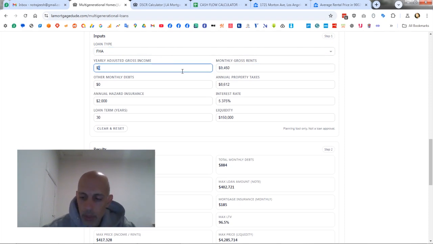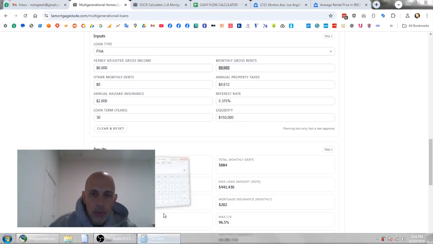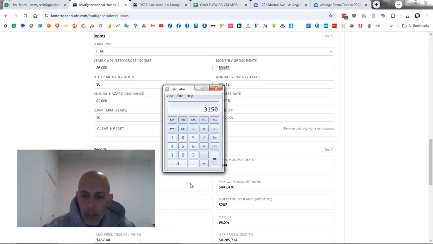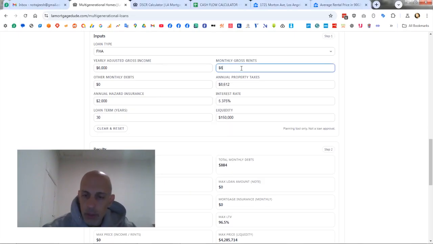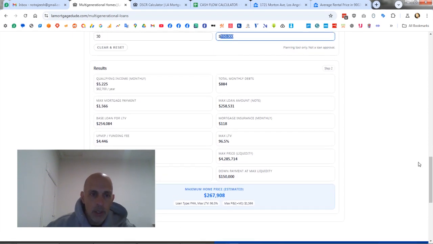So, let's say we earn about, I don't know, $6,000 a month. Gross rents, we're going to be occupying one of them, and leaving and collecting rents from the other two. So $6,300. We have no other debts. Annual property taxes stay the same. Hazard insurance stays the same. Interest rate on an FHA loan, owner occupied, stays the same, and our liquidity stays the same, $150,000.